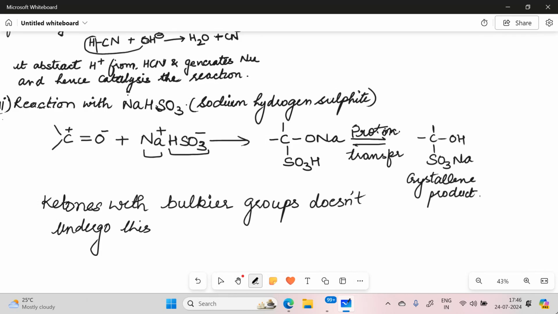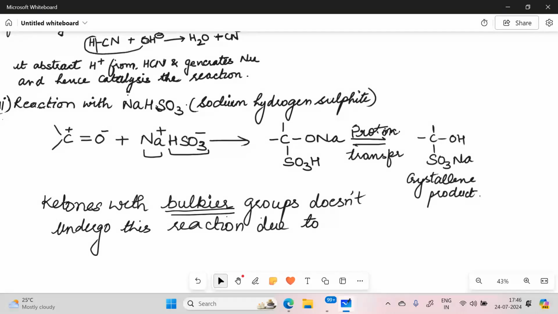Ma'am, due to lone pair repulsion. Not lone pair repulsion, some other repulsion. If bulkier groups are there in the ketone, what does it mean, bulkier groups? It repels each other. No, what do you mean by bulkier groups?